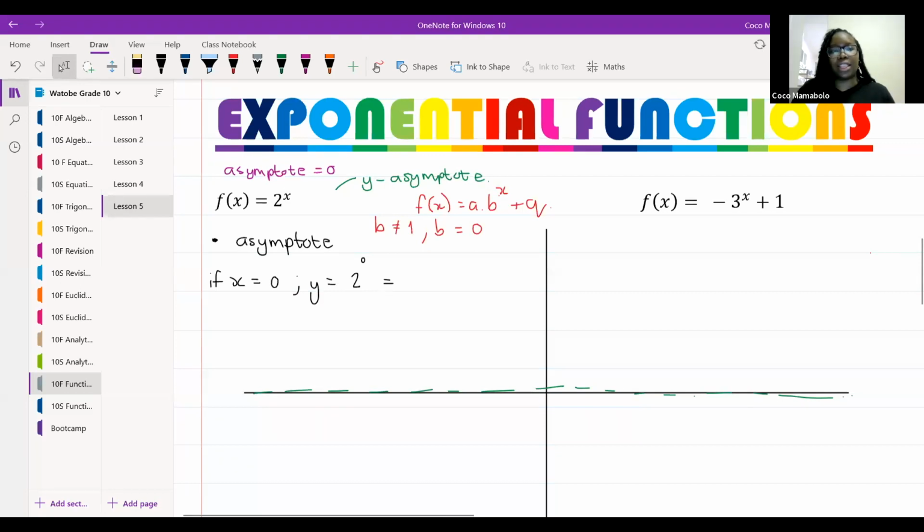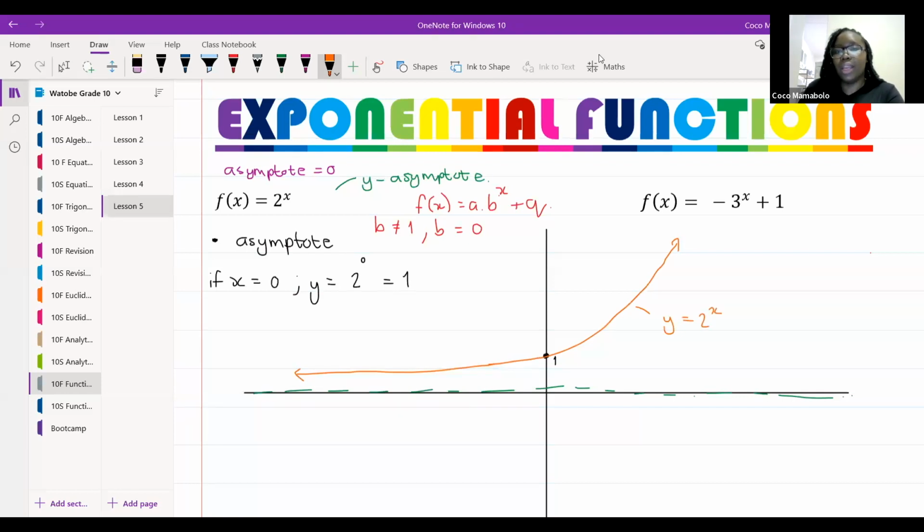You can pop your answers in the chat. 1, good. Anything to the power of 0 is going to give us 1. So this value over here is going to be 1. The point that we're going to cut through is point 1. An exponential graph will look like this. It will be coming from this side over here, going that way. And this is the graph of y is equal to 2 to the power of x.